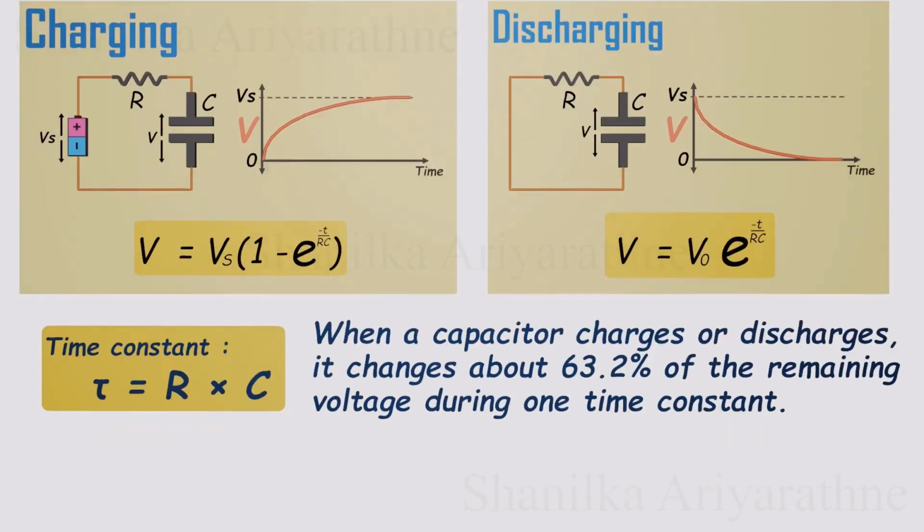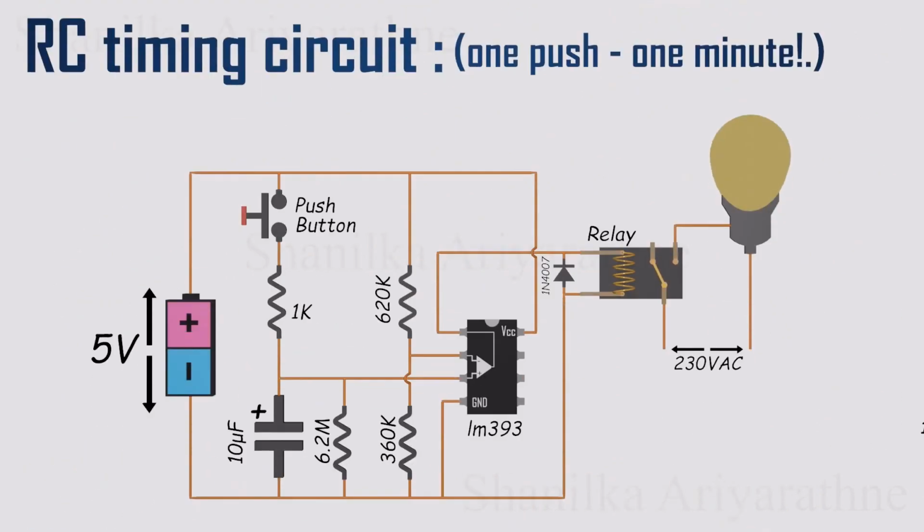Now finally, let's look at a real circuit that uses the capacitor time constant in practice. Let's talk about a simple RC timing circuit. In this circuit, there's a push button, and you can connect any load you want, like a light bulb, a fan, or anything else, which is controlled through a relay.